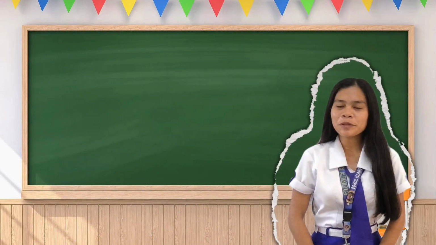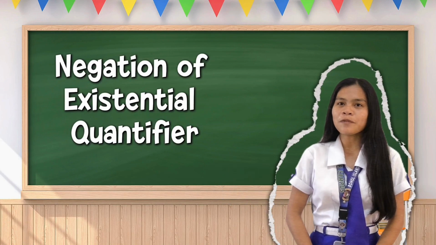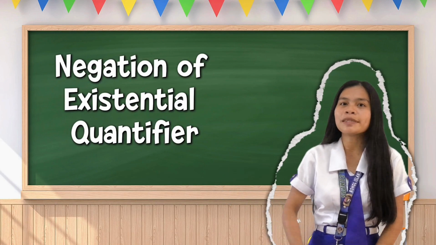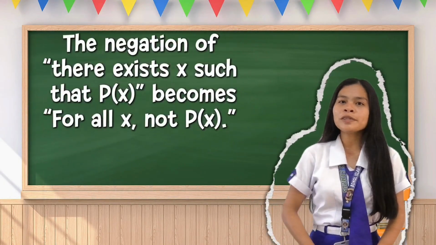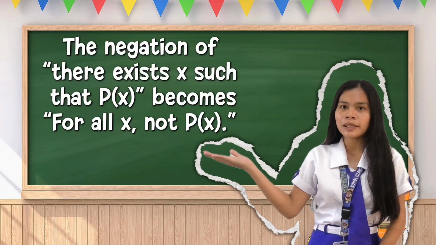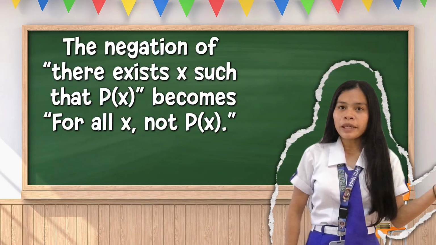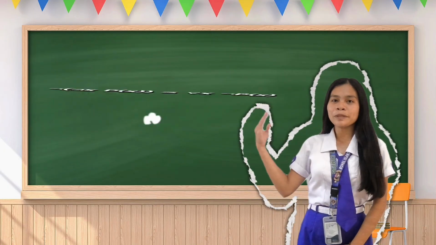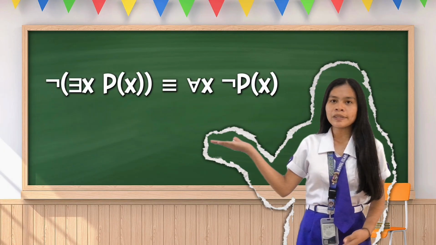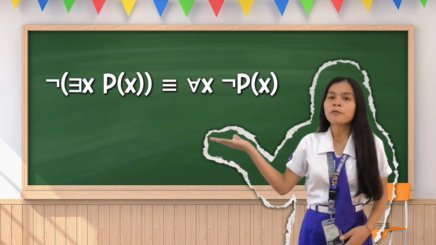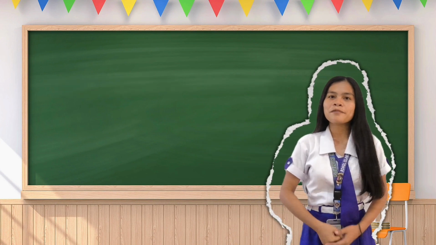And now, let's move to the negation of an existential quantifier. The negation of an existential quantifier becomes a universal quantifier. So we have the general rule: the negation of there exists an x such that p of x becomes for all x, p of x is not true. Symbolically, the negation of there exists an x where p of x is true is equivalent to for all x, p of x is not true. And we have an example.